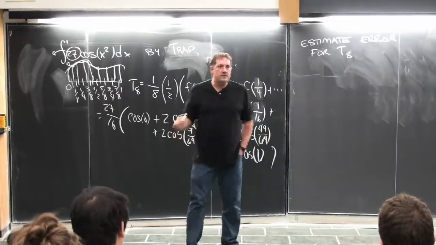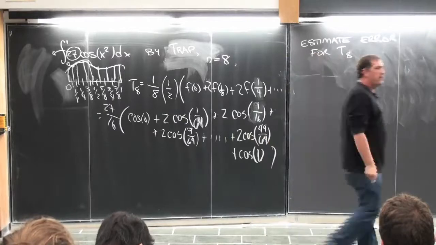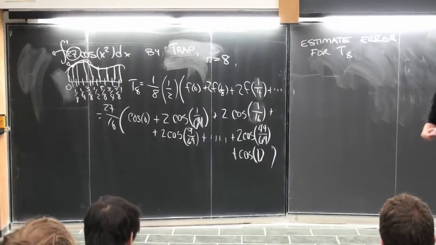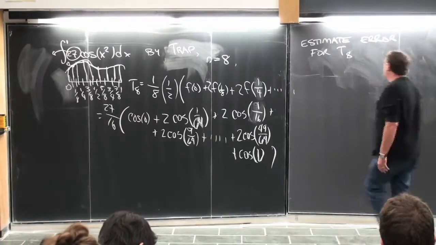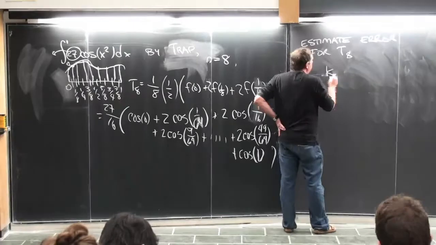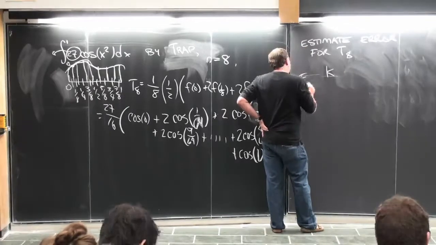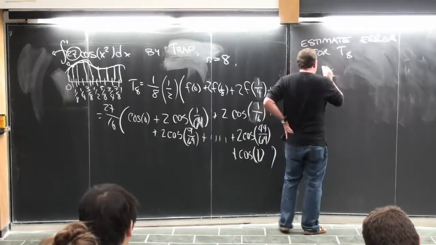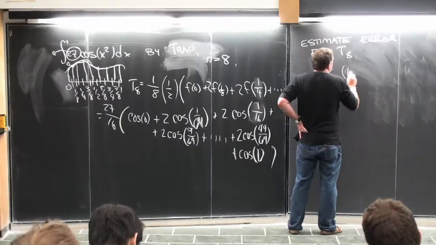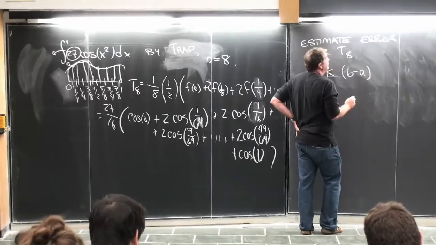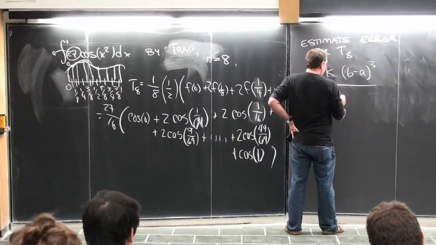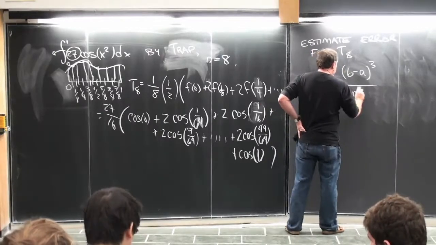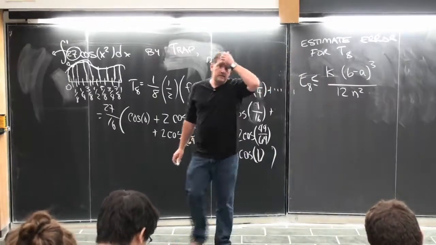Okay, so there's a formula. You don't need to memorize the formula for the exam. I will give it to you if you need it. Let's see if I remember the formula. The formula is, so the error is less than k times (b minus a) cubed over, I think it's 12n squared. I think that's the formula.